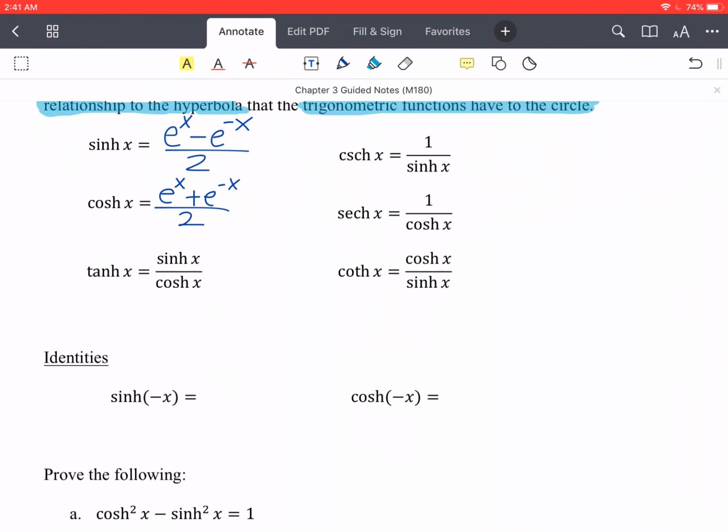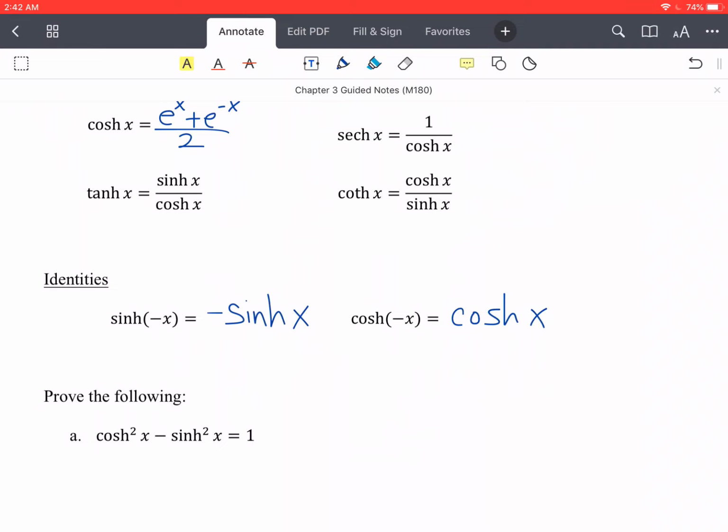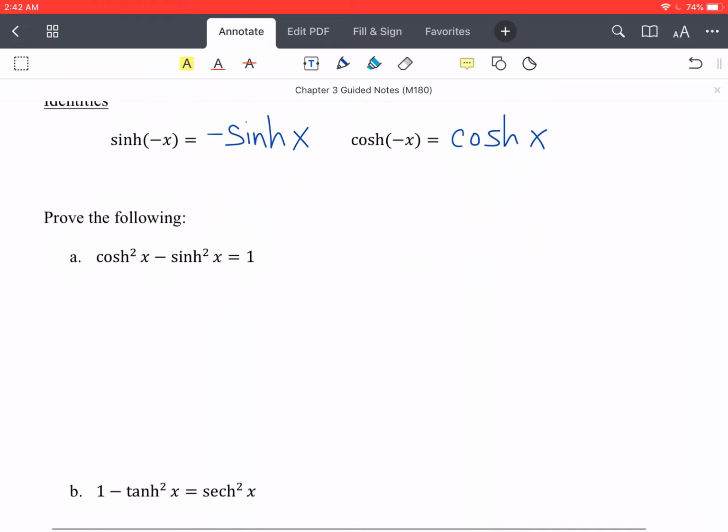So a couple quick identities here that we can use for hyperbolic trig functions. If you take sinh of negative x, that's the same thing as taking negative sinh of x, whereas cosh of negative x is the same thing as just cosh of positive x. This is also similar to the regular trig functions. It has to do with the evenness and oddness of these types of curves. And they have similar, though not exactly the same, types of identities that we can actually prove. And the proof all goes back to these exponential functions.